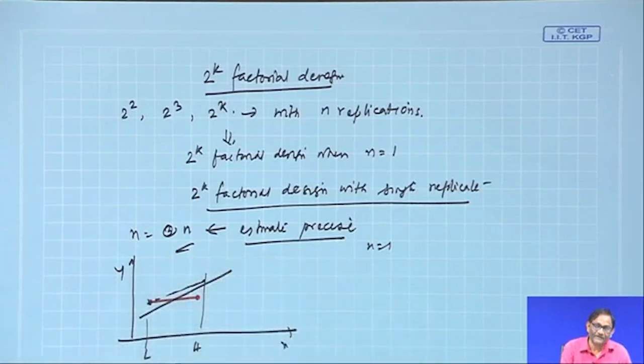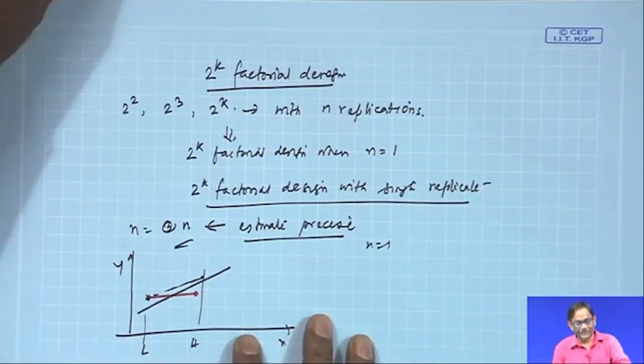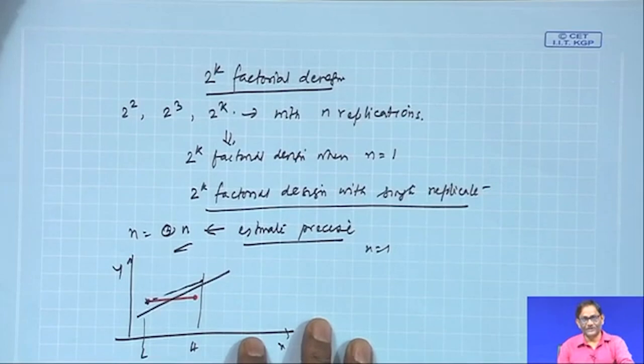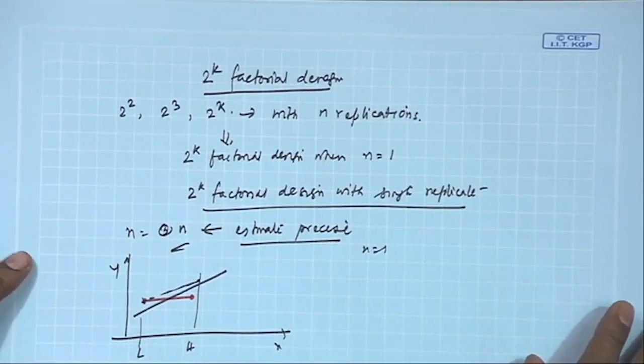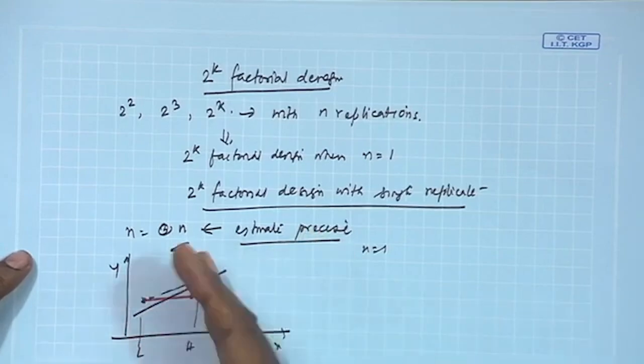It is always advisable that you go for more replications, but many times you cannot do this. So, here we are showing you, if this is the situation, how you can analyze the experimental data and find out what effects are significant and what effects can be excluded from the model.